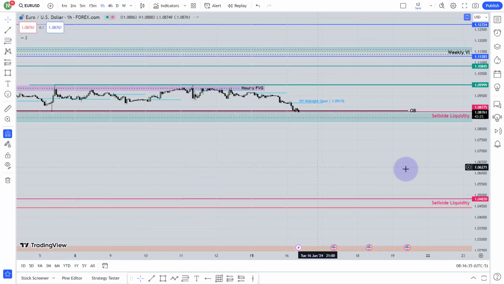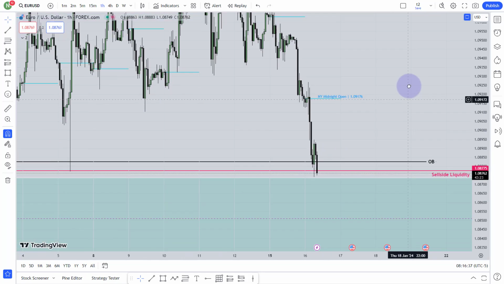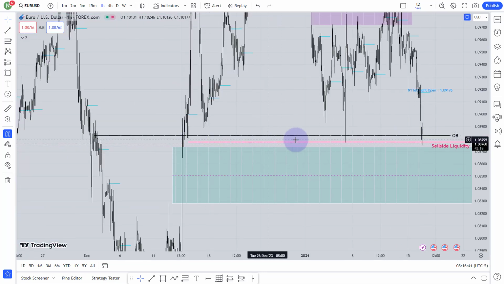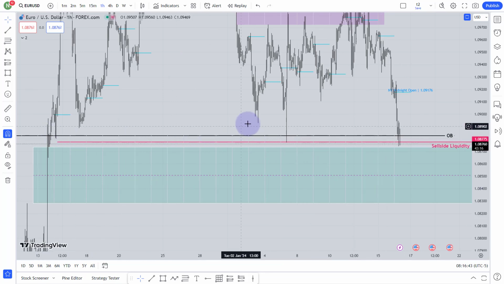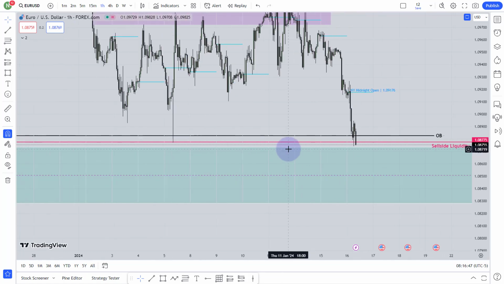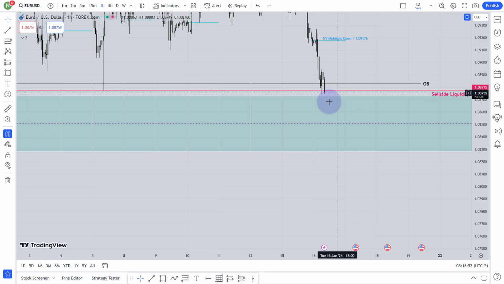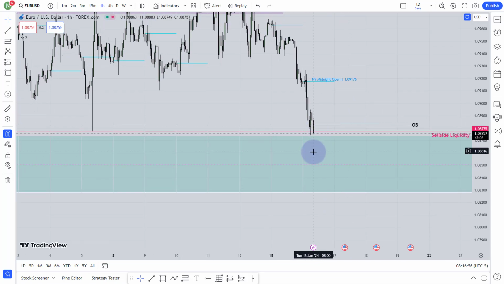I'll go to the 1 hour chart. From the 1 hour chart, you can see there were relatively equal lows. So that low, this low, this low, this low, all of these lows have made these relatively equal lows. So price has taken that sell side liquidity and it is going toward the daily fair value gap. Okay, remember this is the daily fair value gap.